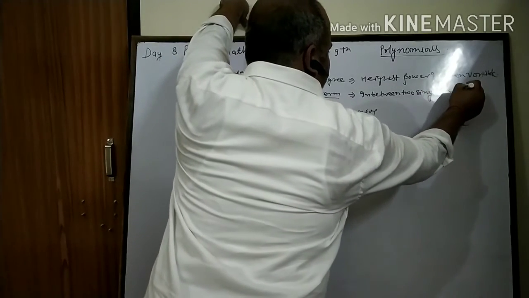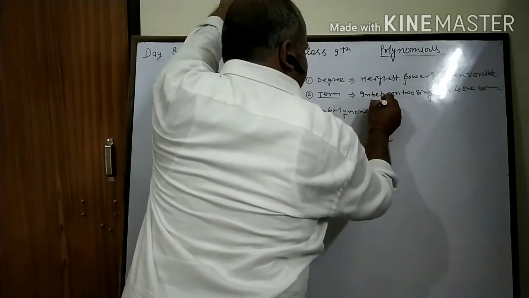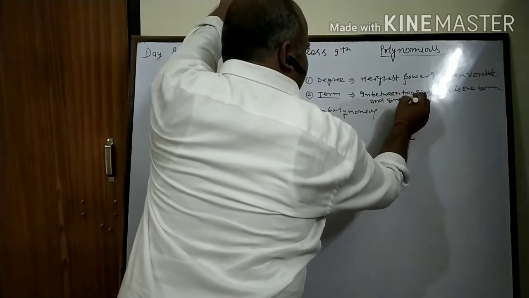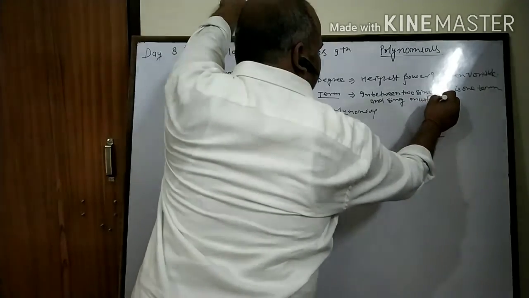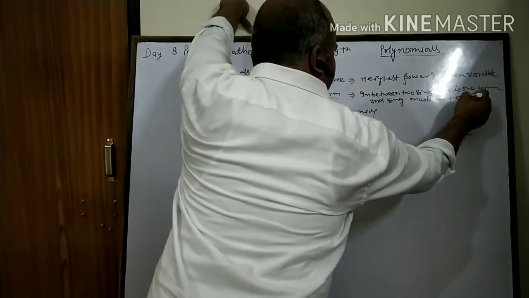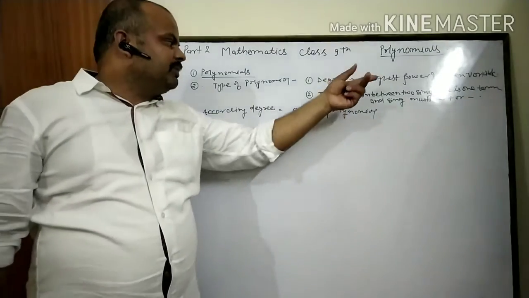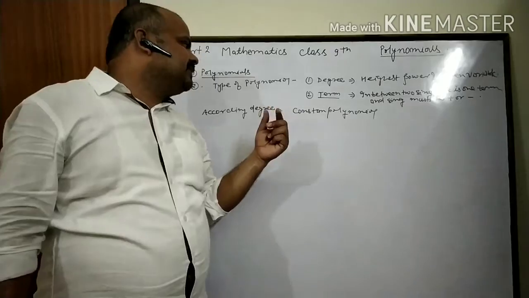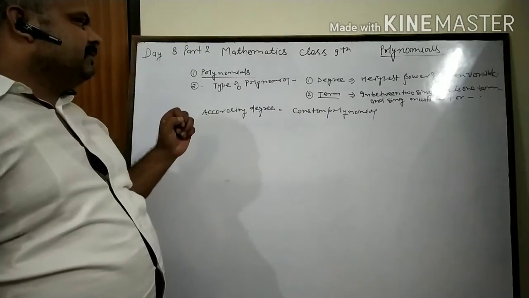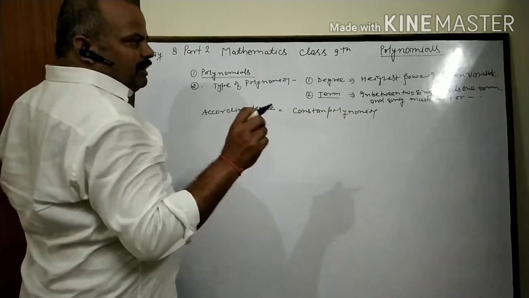There is one term and sign must be plus or minus. Clear? It means in between two sign there is one term and sign must be plus or minus. Then after degree. Clear? Highest power of given variable.